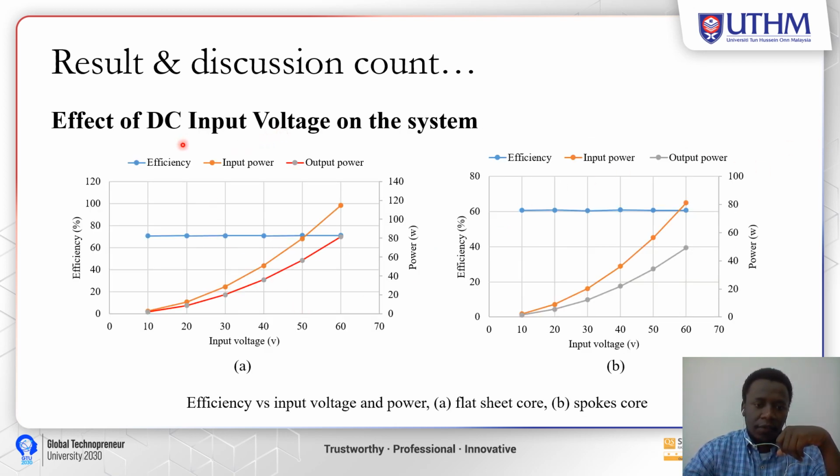And this is the effect of DC input voltage on the system. As we can see from the two graphs, this one is for the flat sheet and this one is for the ferrite spoke. As we increase the voltage, the efficiency of the system remains constant. That means the increment of the voltage does not affect the efficiency of the system for both designs.